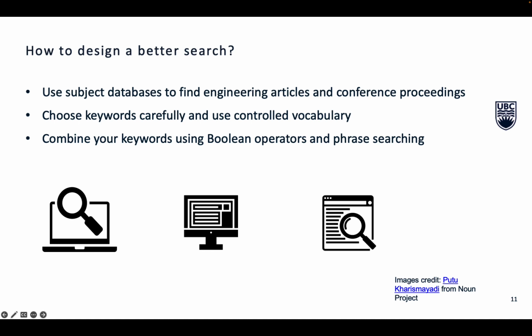As a brief recap, to design a better search, make use of a database to find engineering articles and conference proceedings, choose your keywords carefully, and utilize Boolean operators and phrase searching. In the suggested activities for this section, we encourage you to do a search with the same terms in Compendex and the search engine you normally use to try out these results. With practice, you can design better searches as your default way of looking for information, ensuring that you find relevant results quickly and effectively.